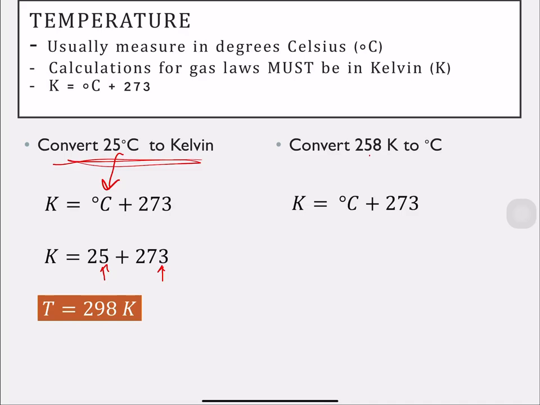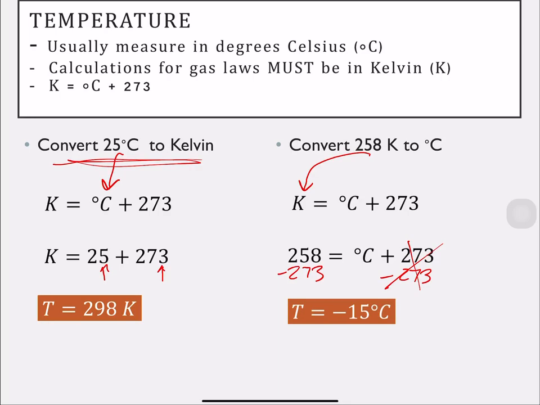Now, if they happen to give you Kelvin, then you're going to plug it in the equation over here. Right, so we have 258 equals degrees Celsius plus 273. So we're going to subtract 273 from each side. And so 258 minus 273 gives us, whoa, I'm going the wrong way, gives us our answer. And again, we're accurate to the decimal place, not sig figs, in this case, the ones place. So our answer goes to the ones place.